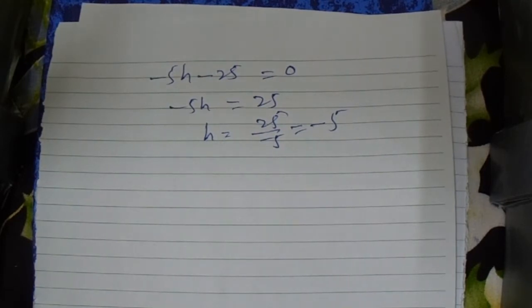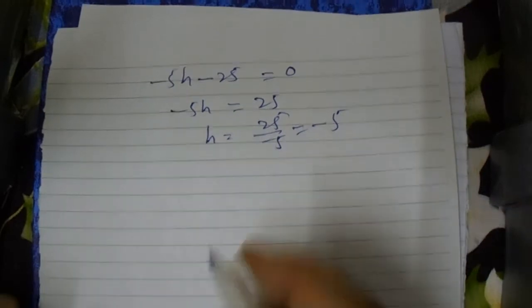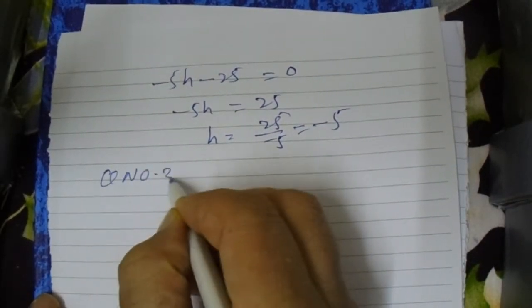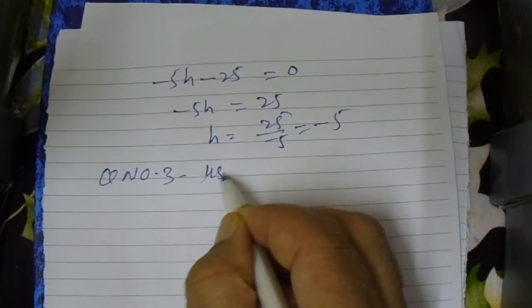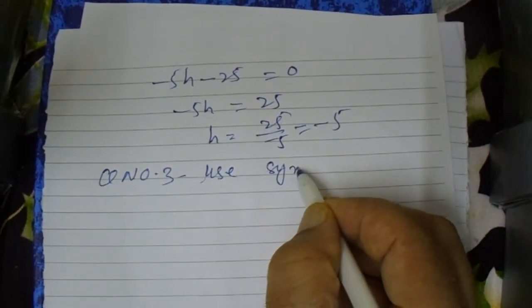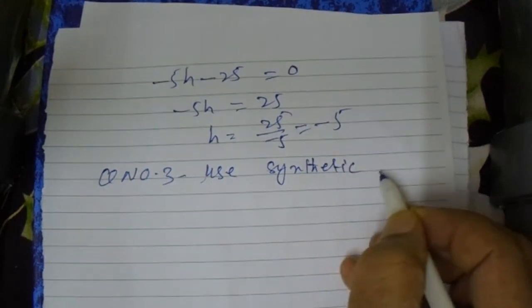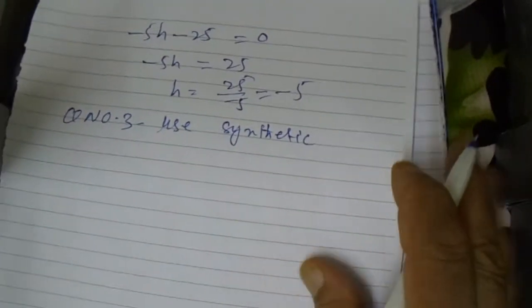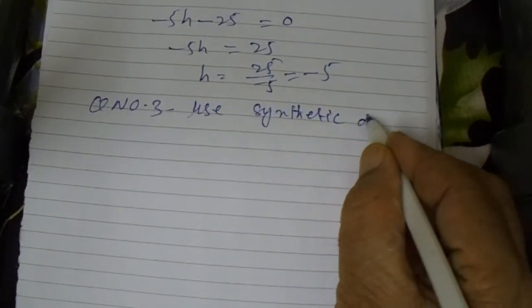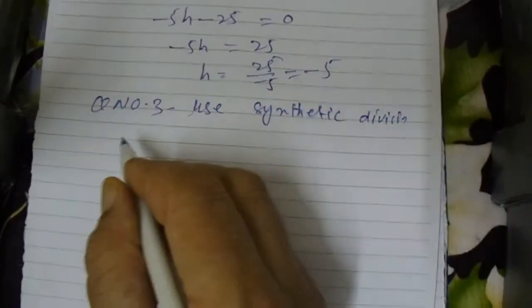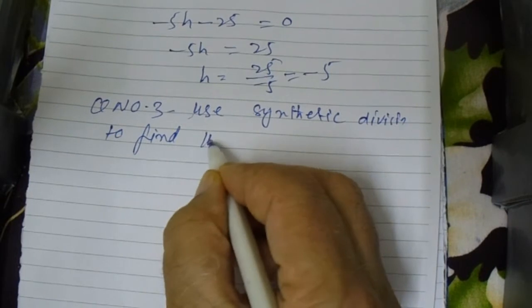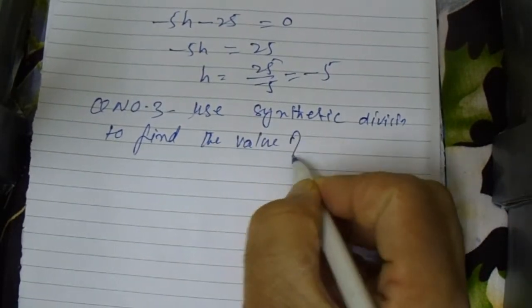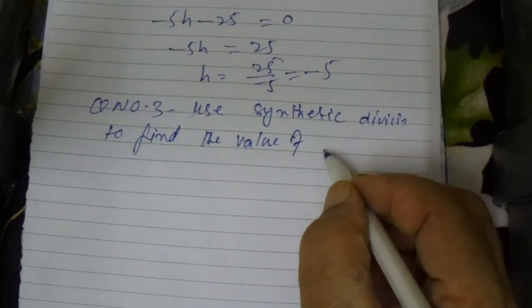Now we will start question number 3. This is question number 3. The question is like this: use synthetic division to find the value of l and m.